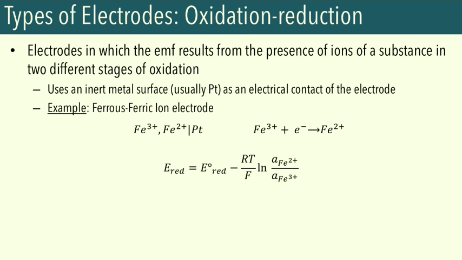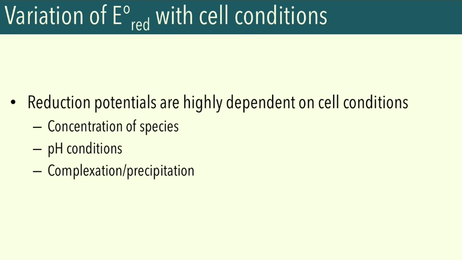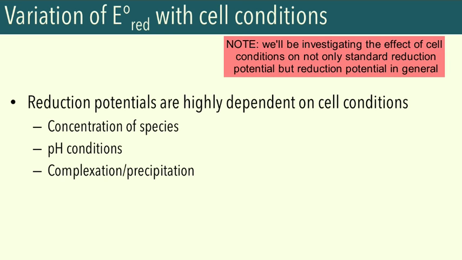So let's now look at the different ways in which the potentials of these electrodes can vary with the cell conditions, okay? So just keep in mind again, as we could probably see from just the Nernst equation, the reduction potentials of our electrodes as well as our cells are highly dependent on different conditions, okay? So one, as you can see from the Nernst equation, it's very dependent on the concentration of species, the pH conditions, as well as complexation or precipitation reactions that might occur, okay?